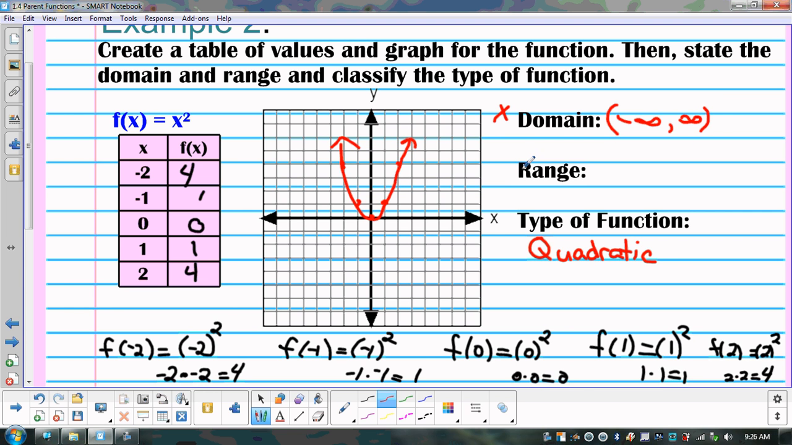Now range, remember that is your y value. What is the lowest this graph goes? It does have a lowest point right here, the vertex. On the y line, that is a value of 0. How high does the graph go? Well, with our arrows, it goes up and up forever, so it goes up infinitely. So how did you do on domain and range? Is that starting to get a little bit easier as we move on?